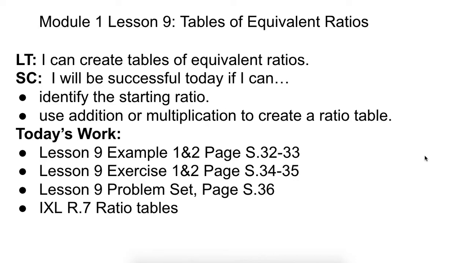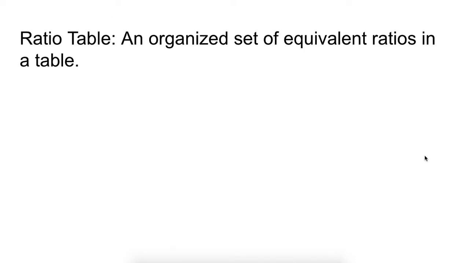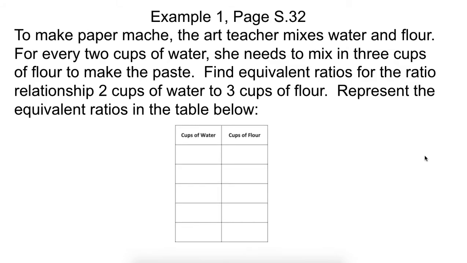Let's go ahead and look at this first problem here. First of all, I just want to define, this will be the definition of a ratio table: an organized set of equivalent ratios in a table. That's really just for the test. We'll have that as our definition of what a ratio table is. So here's our first problem.